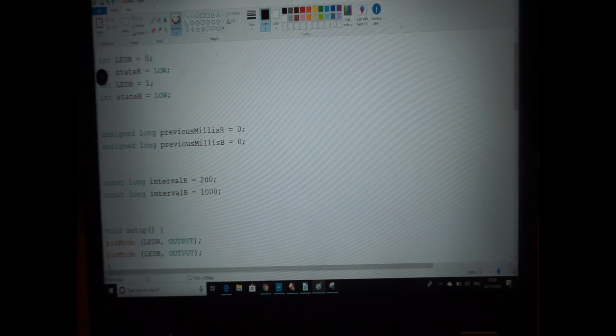First thing we're going to do is initiate both of our LEDs and their pins. So red is on pin 0 and blue is on pin 1, and they're both going to have a state of low. That's their state, they're both off at the start.